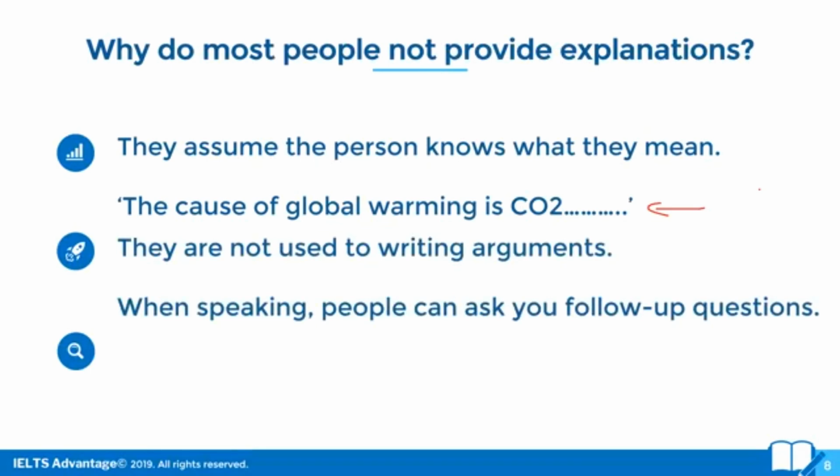They're not used to writing arguments. When speaking, people can ask you follow-up questions. Most people, especially when they're learning English, are not writing that much. What they're doing is speaking a lot. So they don't need to provide these reasonable explanations because the person can say things like, what do you mean by that? Is that right? Can you tell me a bit more? Really? And that will force you to state an explanation. But when you're writing, you're not going to see this.